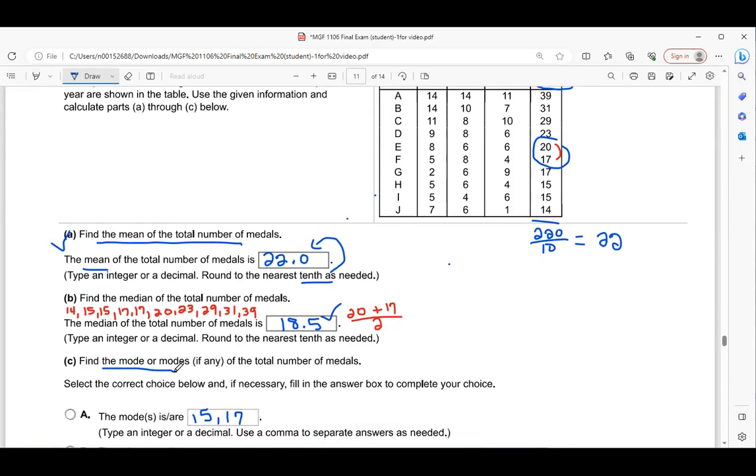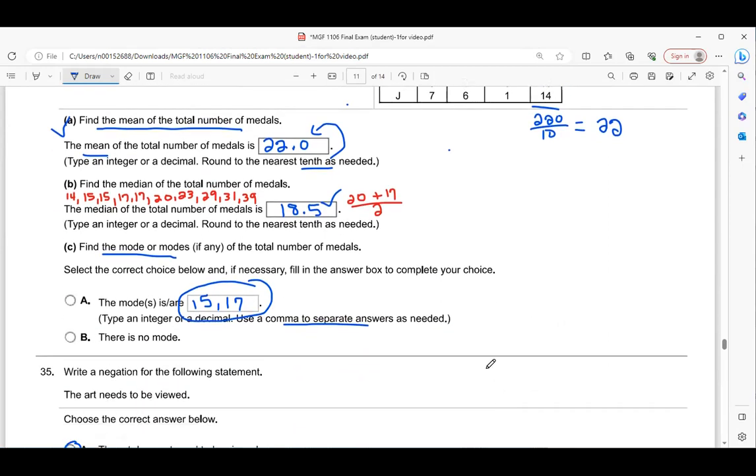Then to find the mode or modes, the numbers that appear the most often in our list are 17 and 15. There are 2 15s and 2 17s. So our mode is 15, 17. We use that comma to separate those 2 modes.